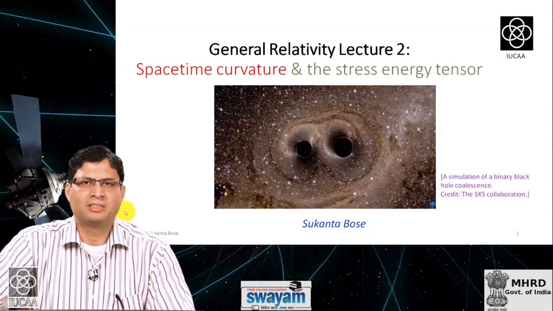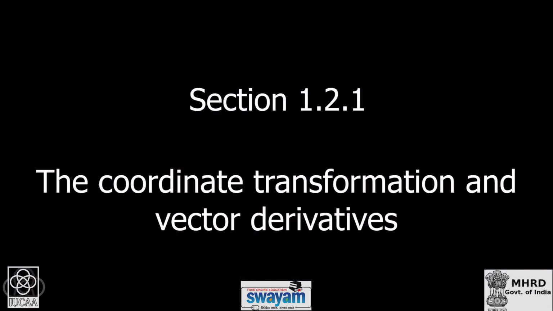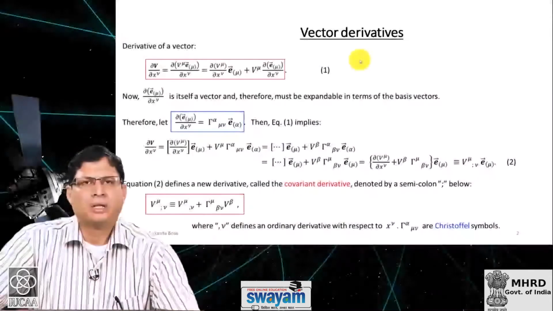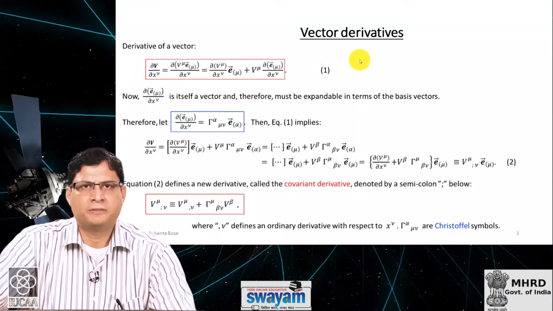This is the second lecture in a 5-lecture course on general relativity. Today we are going to discuss space-time curvature and the stress energy tensor. And so you will recall that towards the end of the first lecture, we had introduced the concept of a covariant derivative. I'm going to resume with that slide for continuity.